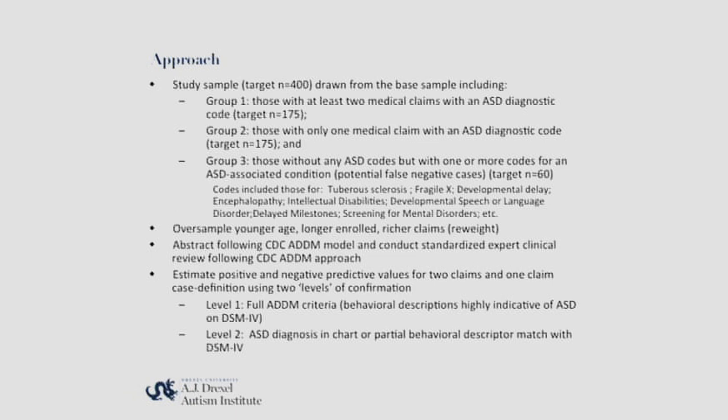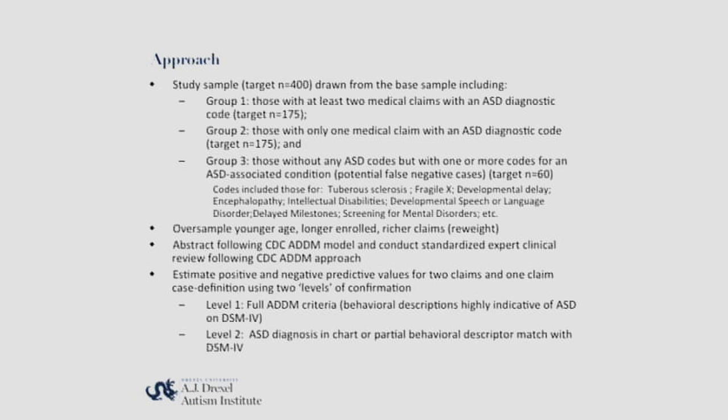So we did some oversampling because we wanted to pull charts that we thought would be most informative. So we oversampled younger age kids, kids who had longer enrollment periods, and kids who had more claims in the claims database. Now, we oversampled on purpose, but when we calculate our positive and negative predictive values, we reweight so that the estimates of positive and negative predictive value apply to the whole population. So when we get the charts, what do we do?